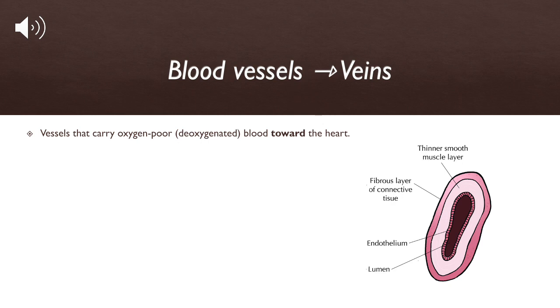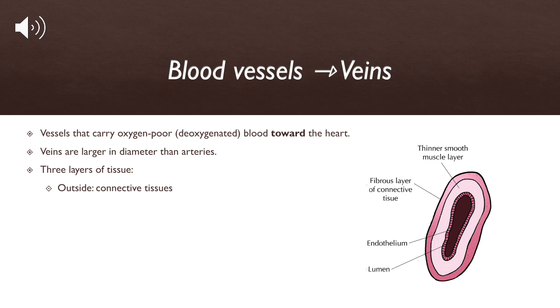Veins are vessels that carry oxygen poor or deoxygenated blood toward the heart. Veins are larger in diameter than arteries, and they're similar in composition of tissue. It's just the proportions are a little bit different. So we still have that outside connective tissue protecting the vein. In the middle, we still have that smooth muscle. There's just a little bit less than what would be found in the arteries. And on the inside, we still have that single-celled endothelial tissue.